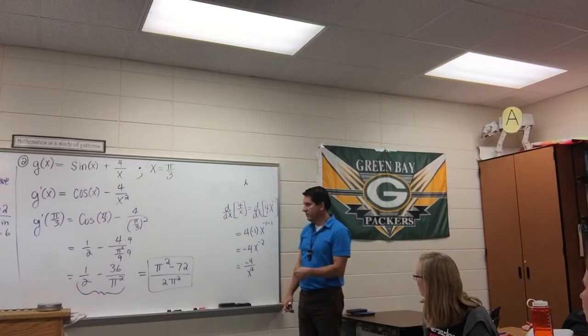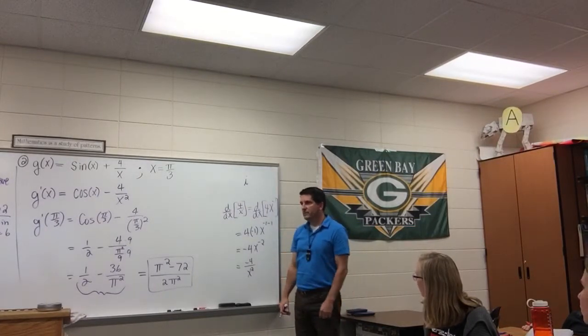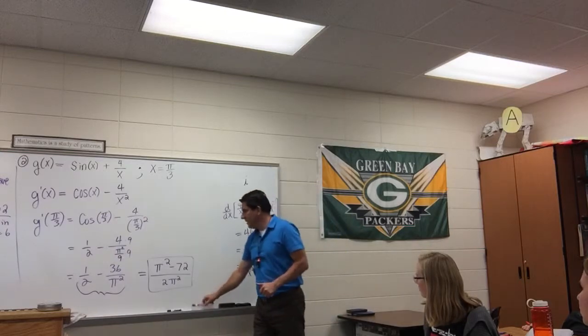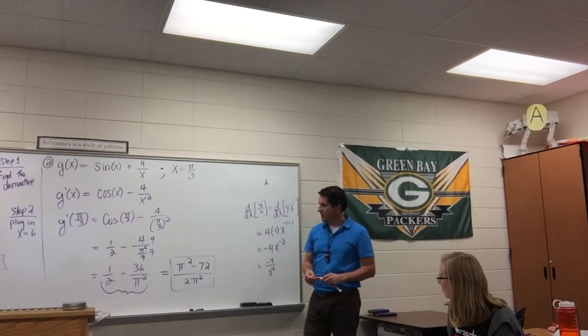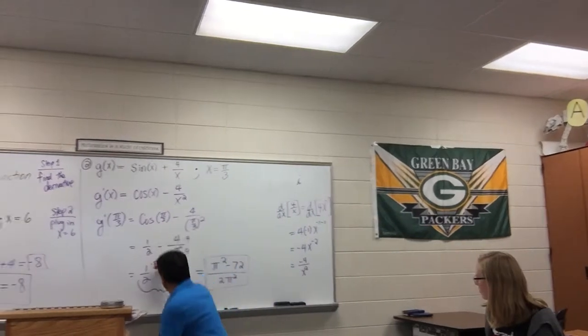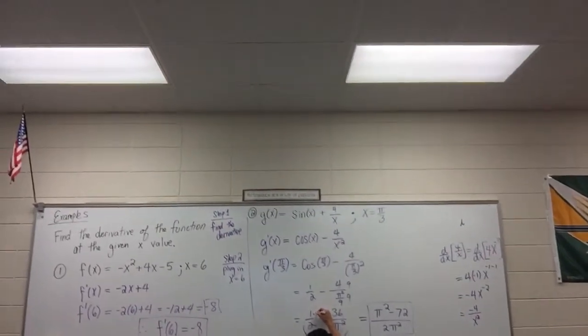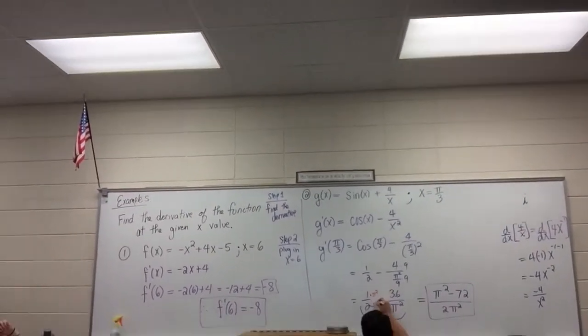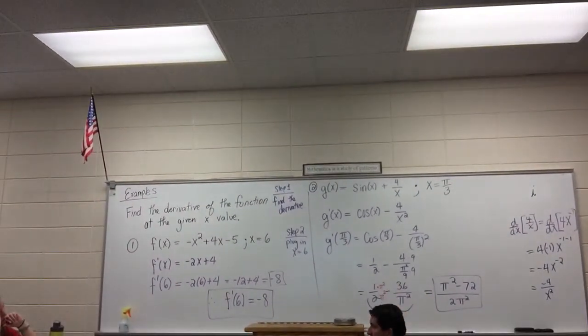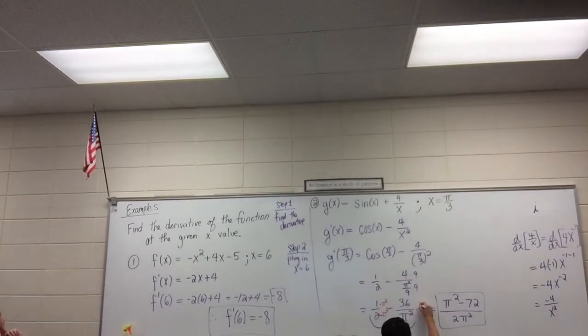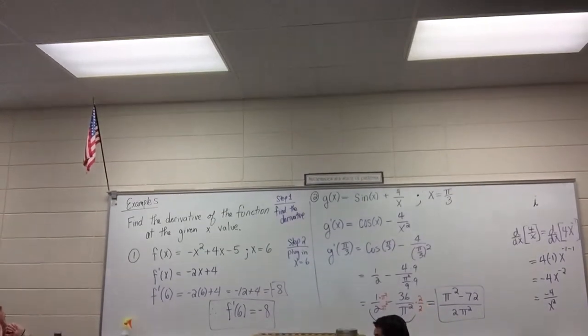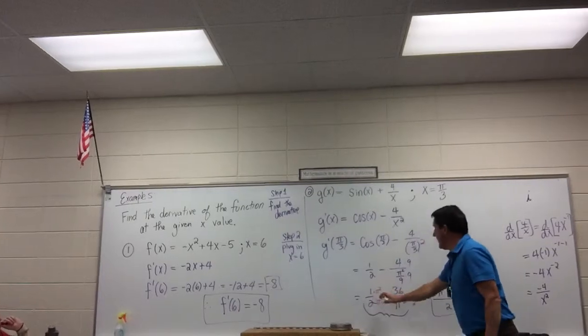And you're like, well, two of those don't look like each other at all. But they're actually equivalent. What did I do? Got a common denominator. So look at this one. I multiplied by pi squared over pi squared. This one I multiplied by 2 over 2. So I get pi squared.